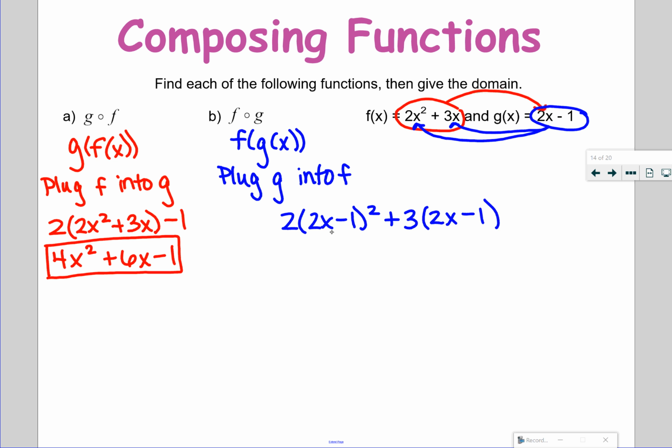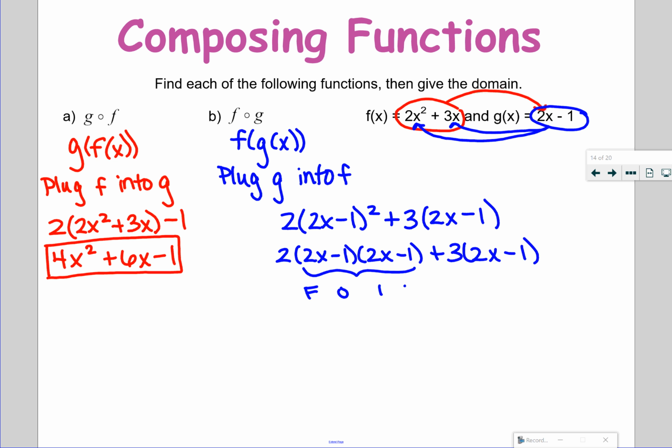Now remember what it means for a binomial to be squared. It means that parentheses is multiplied by itself if I write this in expanded form. So we are FOILing here. F-O-I-L. First terms give me 4x squared. My outside terms are negative 2x. My inside terms are negative 2x. And my last terms, negative 1 and negative 1, positive 1. The 2 in front is still going to be distributed in, and then I'll bring everything else down as well.